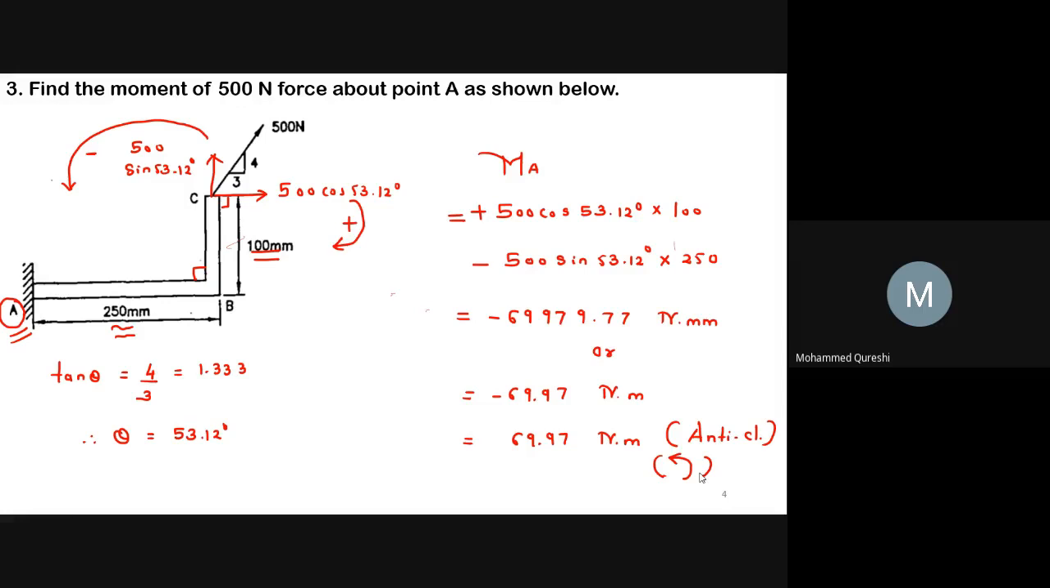So this way you have to calculate the moment about any point. Just simply remember one thing, this force will be perpendicular to your point A at this point, and this force will be perpendicular over here, that is at 250 mm with respect to point A.